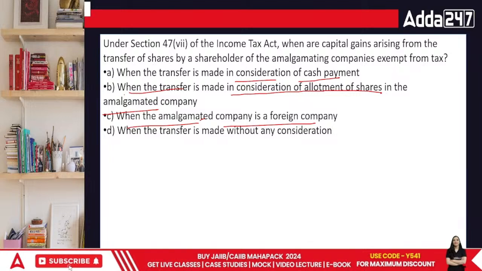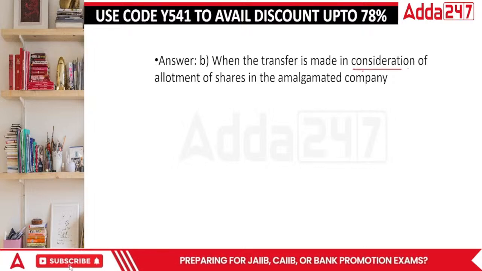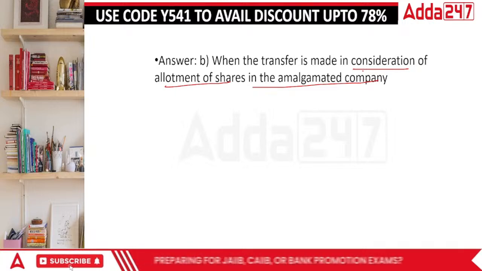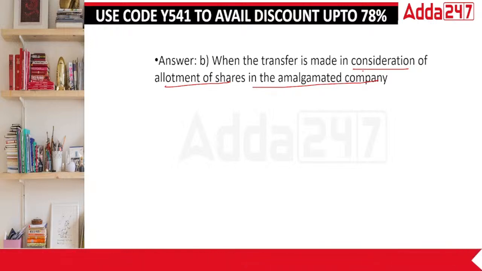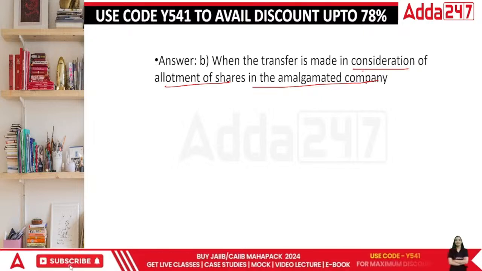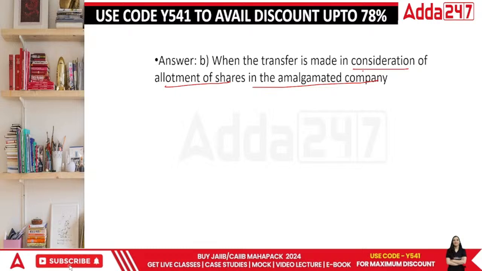In this case, what's going to be the answer? The answer is when the transfer is made in consideration of allotment of shares in the amalgamated company. See, amalgamating and amalgamated, the company which is converted into some other company is to be considered here. A new company is being formed. So when one company is converted into another company, that is to be considered in this case. An old company is now a new company altogether.